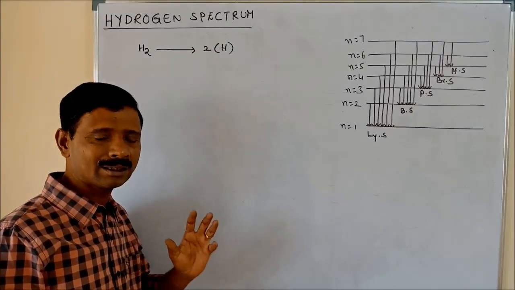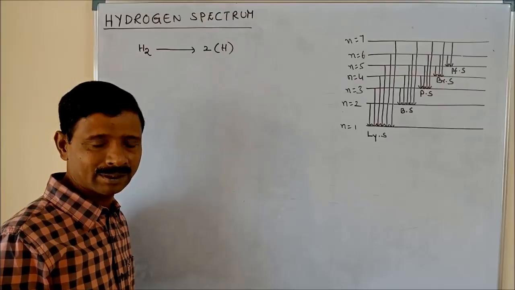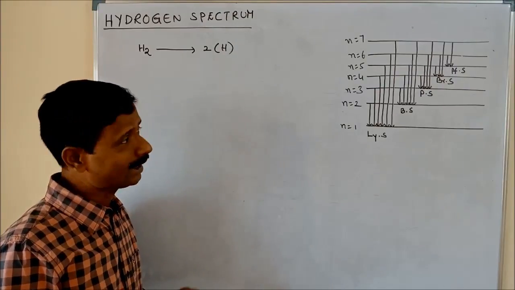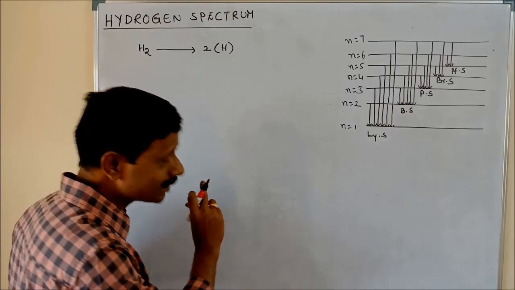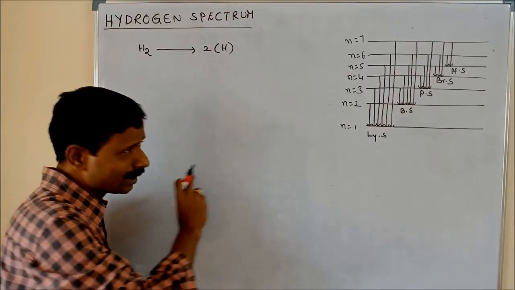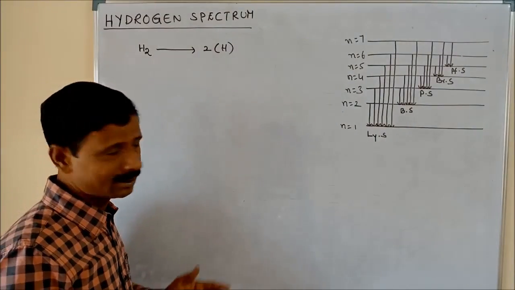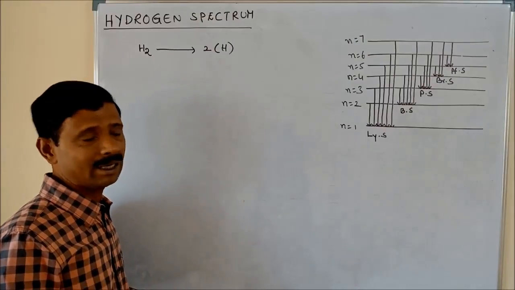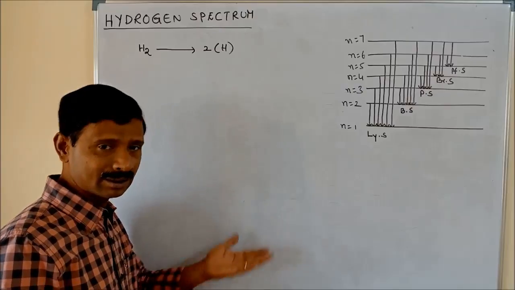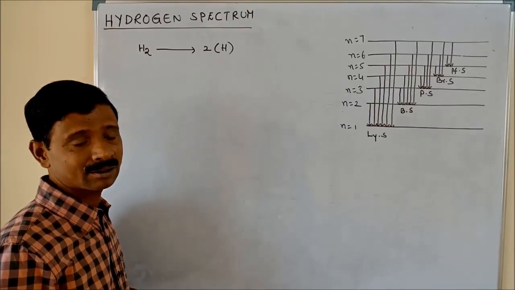and that radiation is in the form of light, as per the photoelectric effect that was generalized by Einstein. And if you pass that light through a prism, definitely it is going to be dispersed into different radiations, and they are responsible for a specific line on the screen. So that impression is what we call a spectrum.